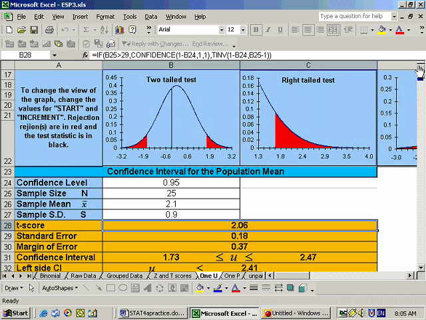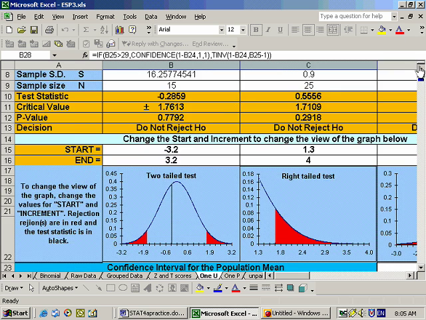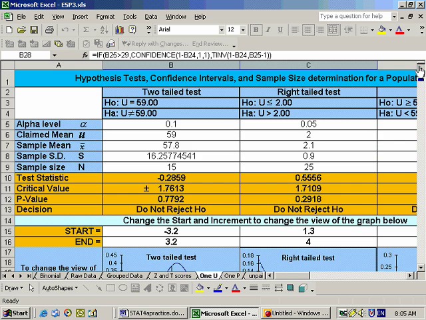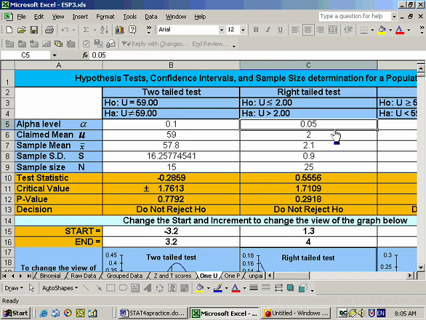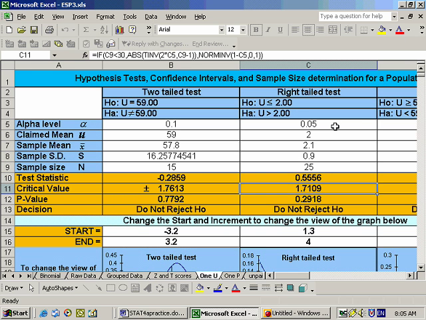And let me go to the top of this sheet. And this is a right-tailed test. So right here, we want to put in our alpha level of 0.05, our claim mean of 2, X bar of 2.1, standard deviation of 0.9, and our sample size is 25. We get our test statistic, critical value, p-value, and our decision right here.